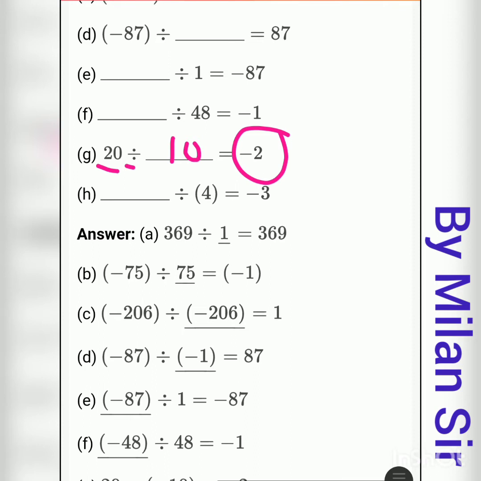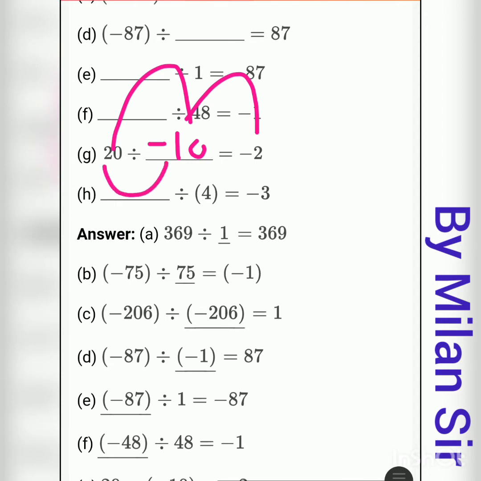20 divided by 10 is 2, and here we want a negative answer. Here we have a positive number, so here we need to put a negative number. So minus plus minus becomes minus. Okay, so our answer is minus 10. 20 divided by 10 is 2, and plus minus minus 2. So our answer is minus 10.